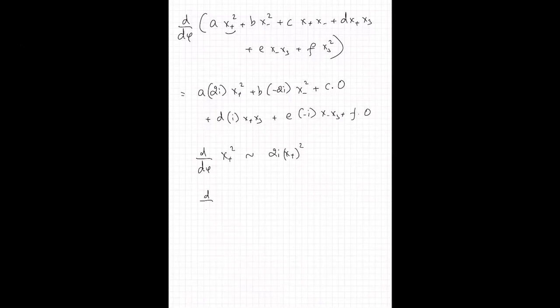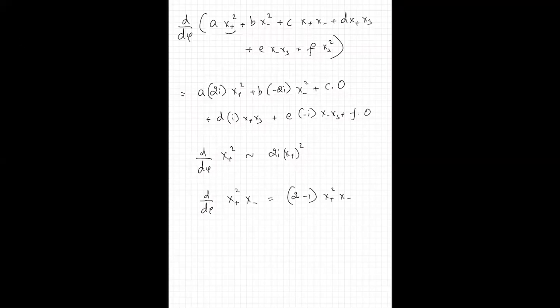And d phi acting on, let us say, some polynomial that has a factor of x plus squared and x minus. The x plus squared will bring in a factor of 2 and the x minus will bring in a factor of minus 1. So this will be 2 minus 1 times x plus squared x minus, and so on and so forth.